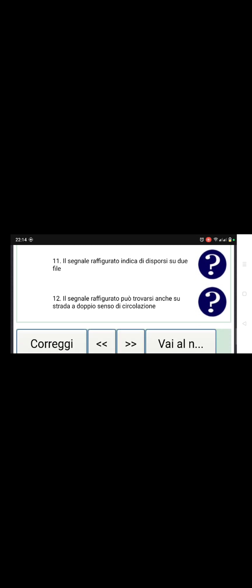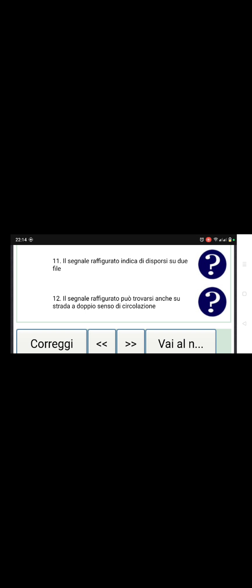Number 9. Il segnale raffigurato pronuncia l'inizio di un senso unico. So this sign is announcing the start of one-way circulation. No, it's false. Number 10. Il segnale raffigurato indica la fine del doppio senso di circolazione. So this sign is indicating the end of two-way circulation. No, it's false.